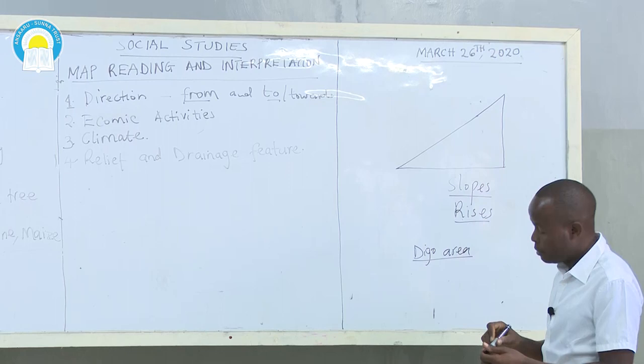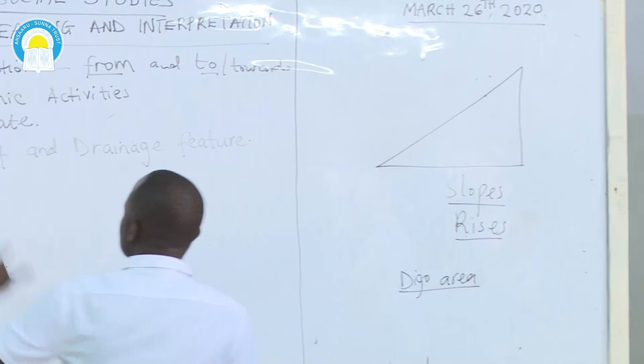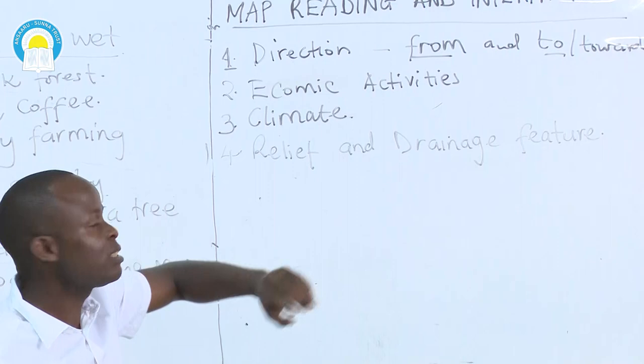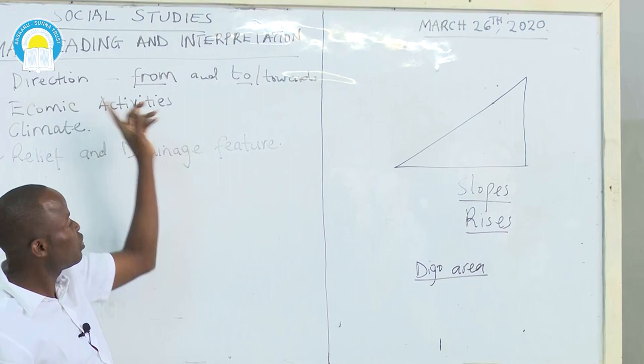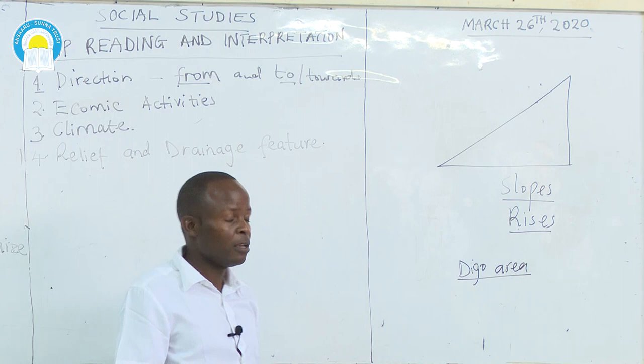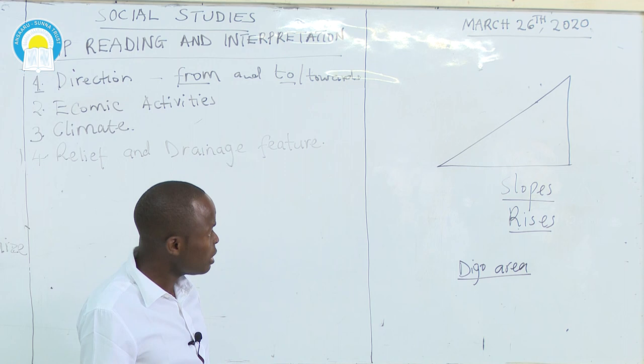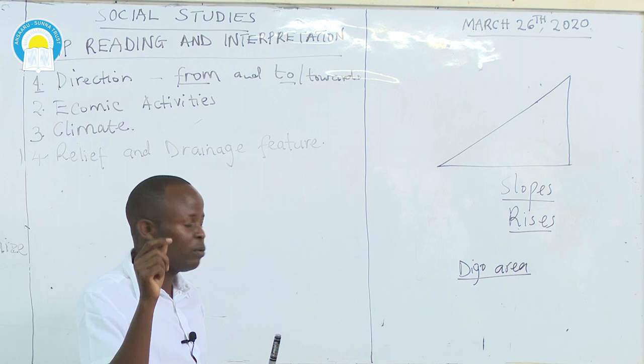This question is intertwined with the first part that we dealt with, that is direction. You are asked the direction, but you cannot tell the direction if you don't know the nature of the land, because here it is talking about the nature of the land. You are being asked the direction, and at the same time it is connected to the nature of the land. Now, when you are asked about the slope of the land, first of all, identify the highest point of the map. When you are given the altitude, you will easily tell the highest point in that area.